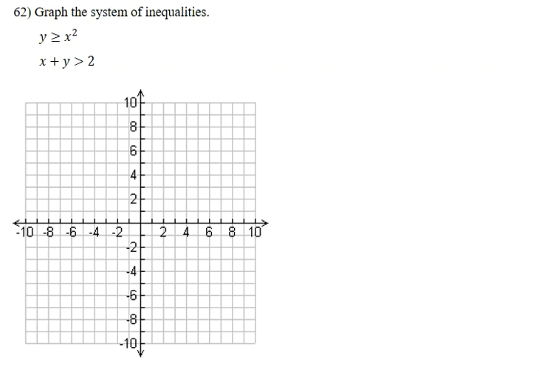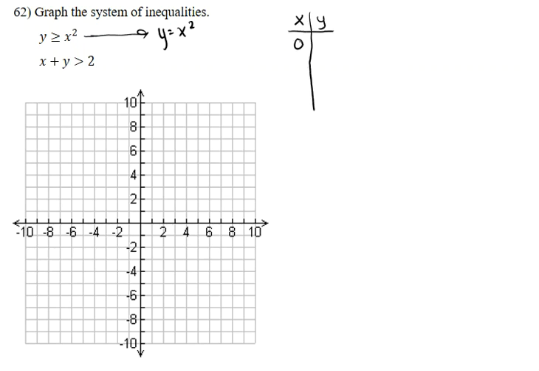Y is greater than or equal to x squared, and the second inequality is x plus y is greater than 2. So I'm going to start out by graphing our first inequality, which, if you notice, will be a parabola because its parent function is y is equal to x squared. So let's plot some test points so we know where to start. I'm going to make a t-chart for our x and y values.